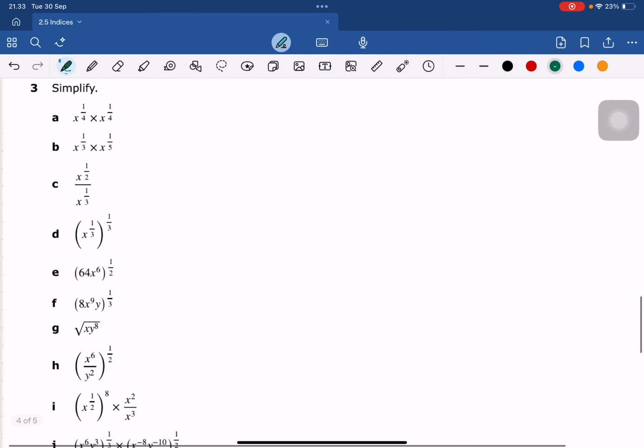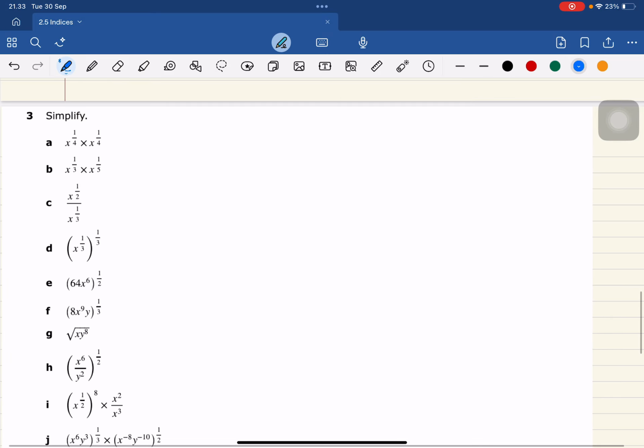Okay, number 3, we have to simplify it. So the same base for the 3, so 1 over 4 plus 1 over 2, and then x, 1 over 3 plus 1 over 4. It will give us the answer of x power of 8 over 15.